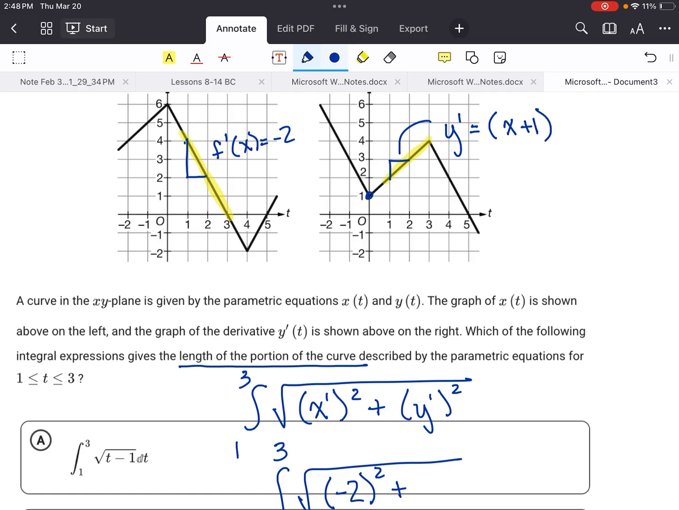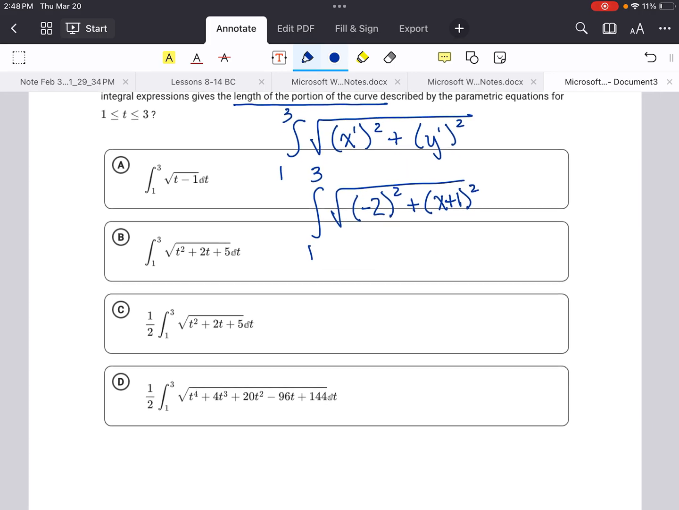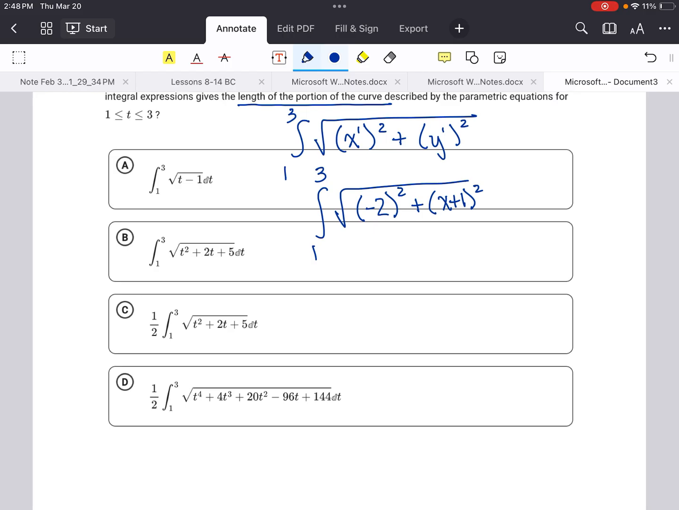So the derivative for that is the function itself, which is a linear equation. And so there's the derivative squared. So when you start doing the math on this, you're going to have -2 squared, which is 4. If you distribute out the x plus 1 squared and then combine like terms, you end up with B as the correct answer.